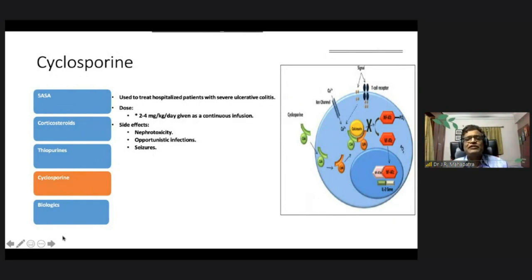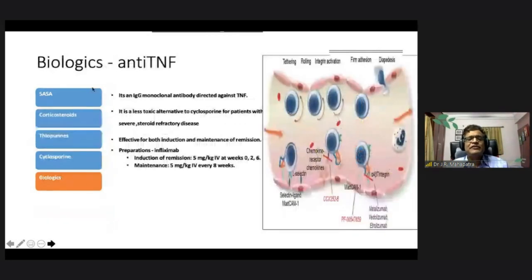Side effects are nephrotoxicity, opportunistic infection and seizures. Biologics like anti-TNF are IgG monoclonal antibodies directed against TNF. It is a less toxic alternative to cyclosporine for patients with severe steroid refractory disease, effective for both induction and maintenance of remission. Usually we use infliximab, induction of remission by 5 mg per kg IV at weeks 0, 2 and 6, and maintenance is 5 mg per kg every 8 weeks. Every 2 months we give it. We start with induction quickly, at 2 weeks, then 6 weeks, and then every 8 weeks.